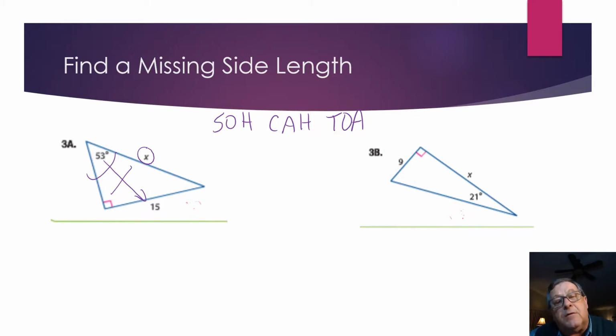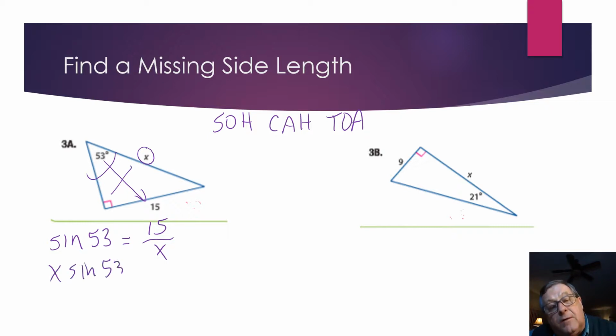So let's set this up. The sine of 53 degrees is equal to the opposite side, which is 15, over the hypotenuse, which we're labeling as x. Well, let's multiply both sides of this equation by x, and then we got x times the sine of 53 equals 15. And then why don't we just divide by the sine of 53 both sides to isolate the x, and so the x is going to equal 15 over the sine of 53.